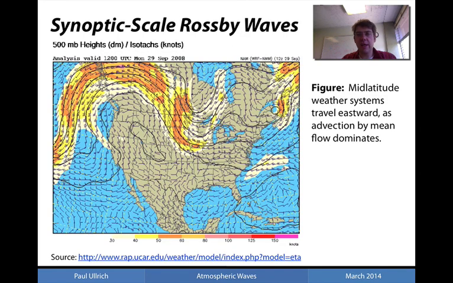Synoptic scale Rossby waves again can be seen on weather maps, as we've seen here, where we see an eastward propagation of the mid-latitude weather systems, as advection by the mean flow tends to dominate for these systems.